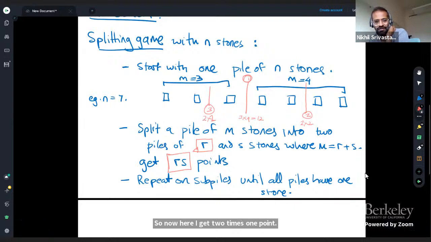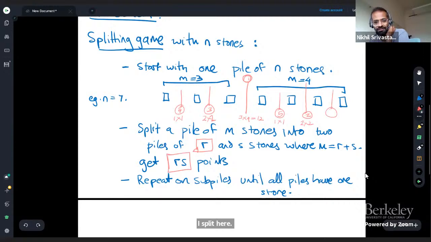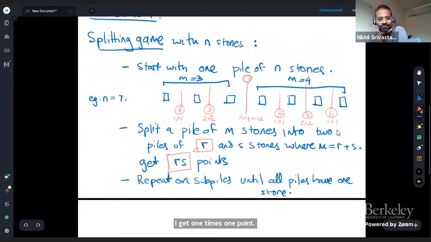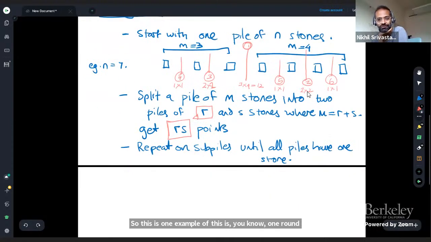Okay, I'm still not done. I have 1, 2, 3, 4 piles left, but there's essentially only one way to end the game. So I split here. Here I get 1 times 1 point. I split here. I get 1 times 1 point. And my final split is here. I get 1 times 1 point. So this is one example of one round of the splitting game where I chose this order in which to do the splitting, and let's see what my total score is.